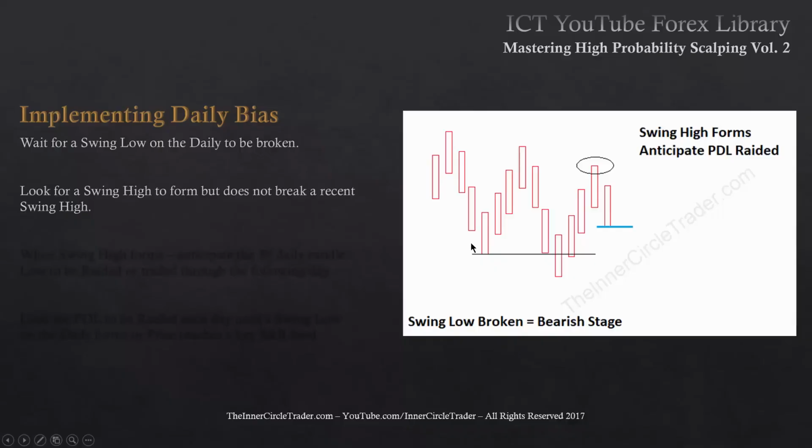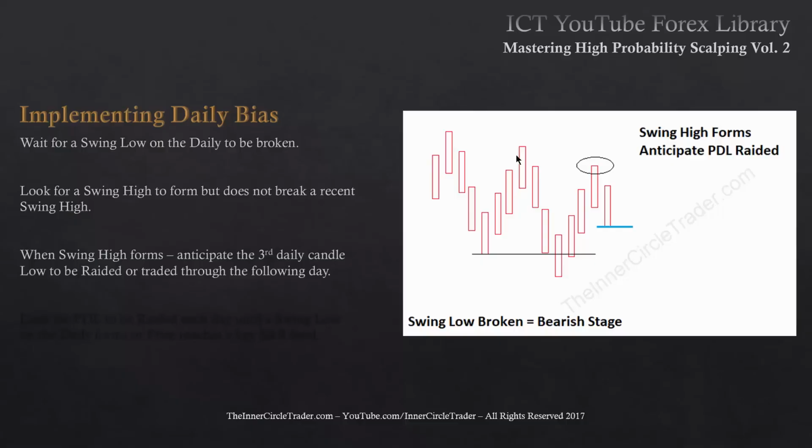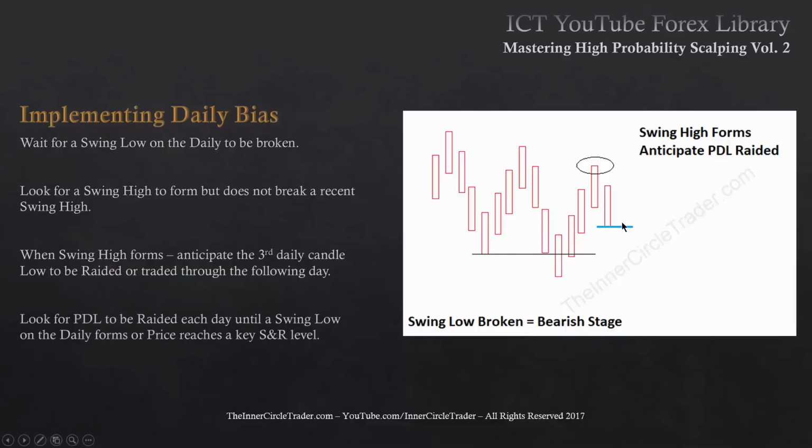Then we're looking for a swing high to form, but that does not break a recent swing high. So here's our swing high, but it doesn't come back to clear or break a previous swing high. When the swing high forms, we anticipate the third daily candle in the swing high right here. We look for its low to be raided or traded through the following day. And we look for the previous day's low to be raided each day until a new swing low on the daily forms or price reaches a key support or resistance level.